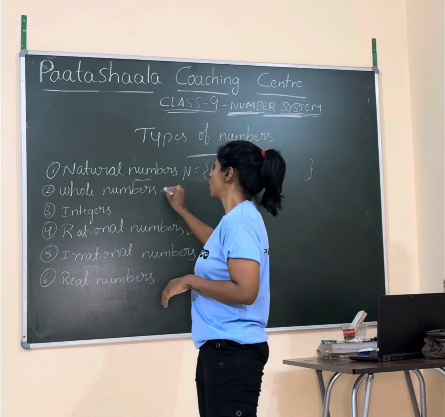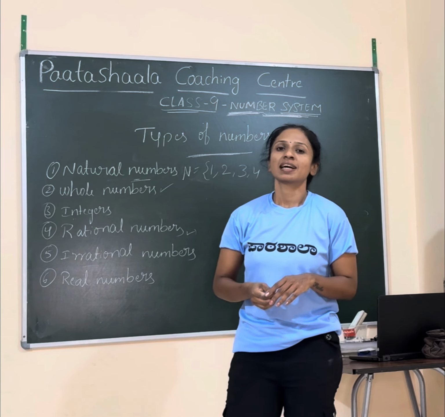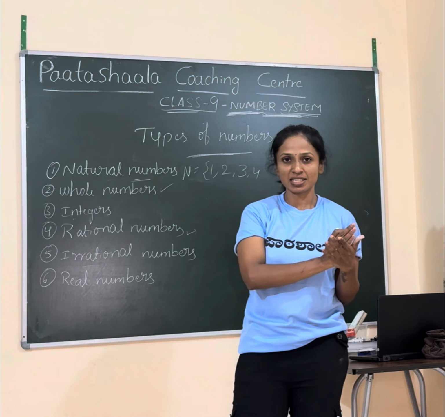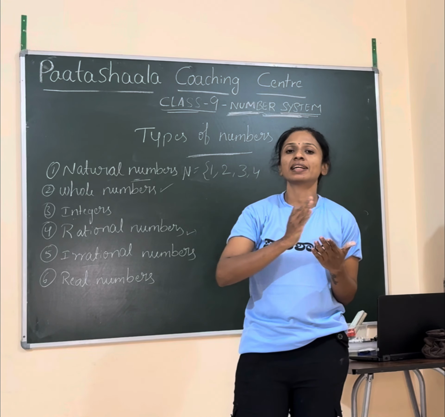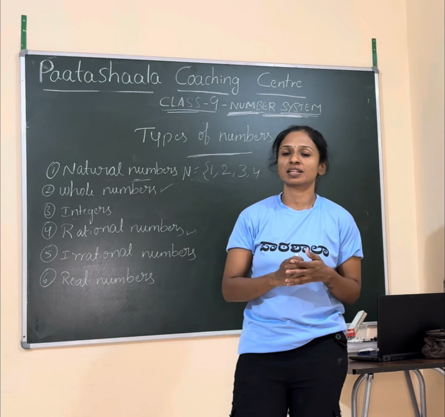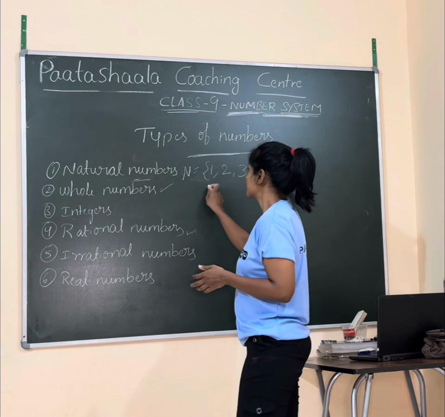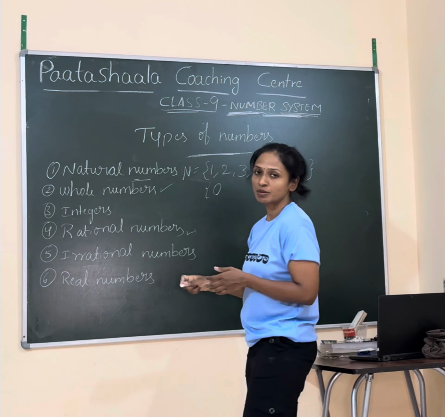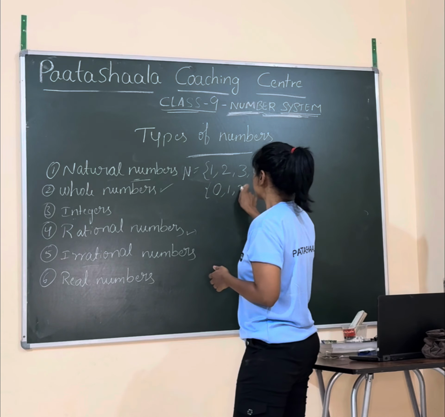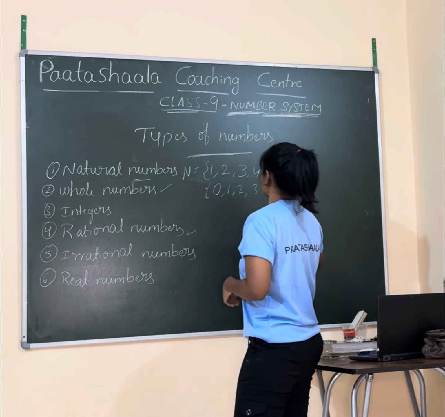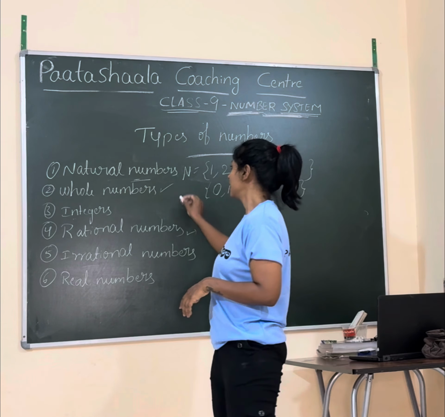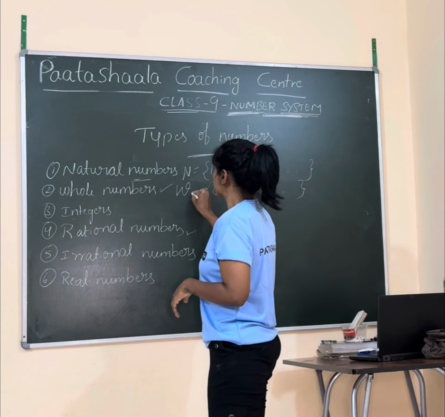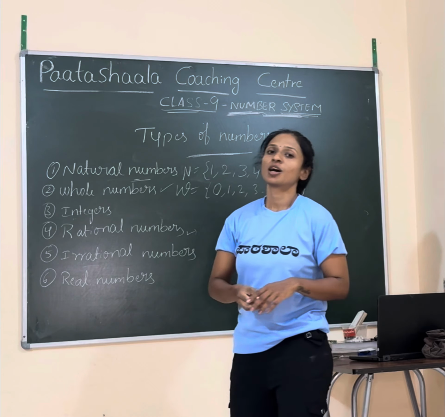Then come whole numbers. The counting starts from 0, not from 1, and increasing by 1 forever, these are known as whole numbers. The counting of numbers starting from 0 and increasing by 1 forever are known as whole numbers. And the whole numbers are denoted by the letter W. So these are the whole numbers.